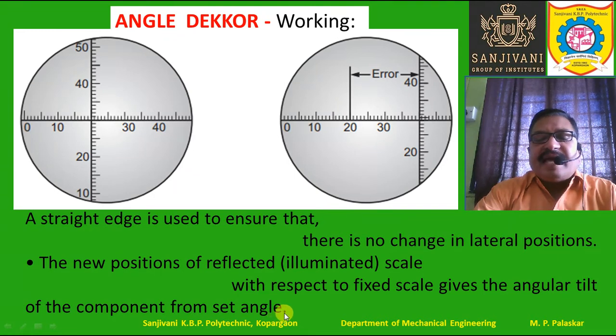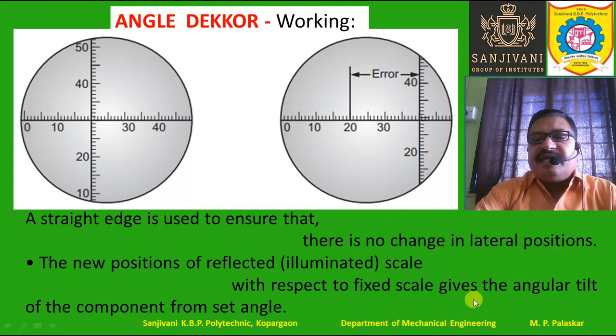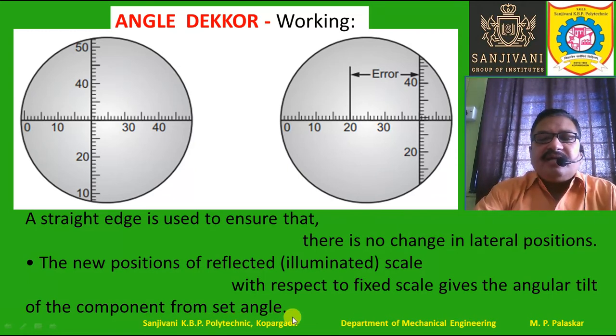So previously the angle is set with the help of the slip gauge combination, and the angle decker is set to 0. The position of the illuminated scale is set to 0, and then the new position of the reflected illuminated scale with respect to the fixed scale is found out, and that will give the angular tilt of the component from the set angle.